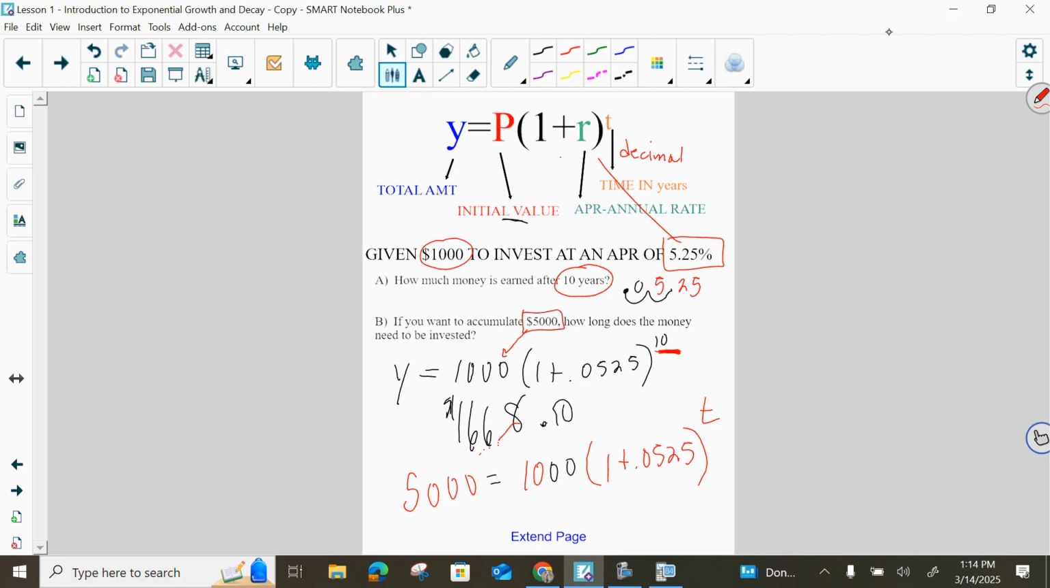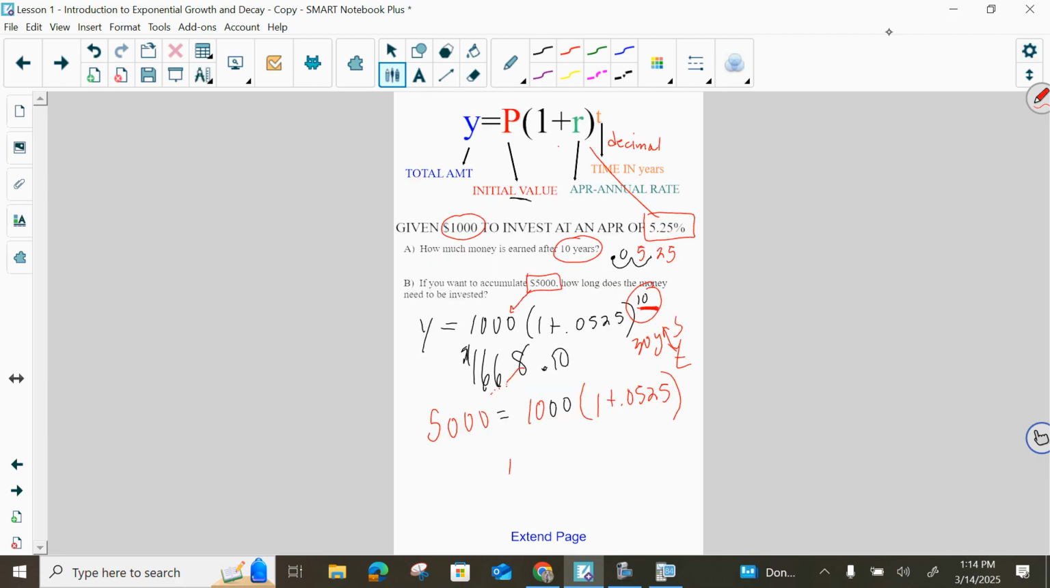What do you get? 3 point something? 2.97. So an educated guess would be 3 times the original amount. So an educated guess would be 30 years. So give it a try. Do 1,000 times 1.0525 to the 30. That is an educated guess.